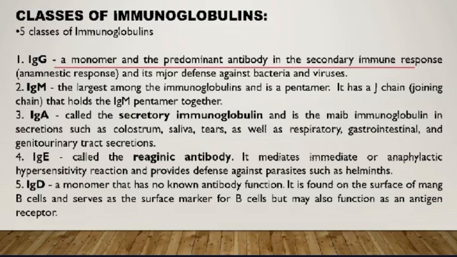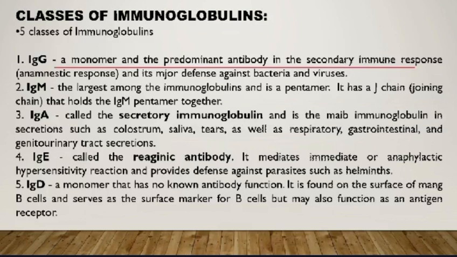Fourth class, we have IgE. It is called reaginic antibody. It is medically important for two reasons. First reason, it mediates immediate and anaphylactic hypersensitivity reaction. The second reason, it provides defense against parasites such as helminths or worms. It binds to the surface of mast cells and basophils, where it serves as an antigen receptor for allergen. It exists in monomeric form.